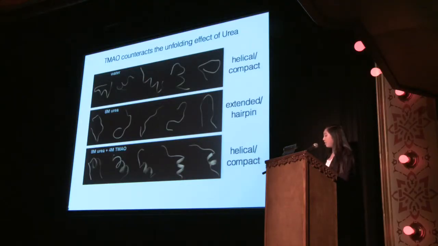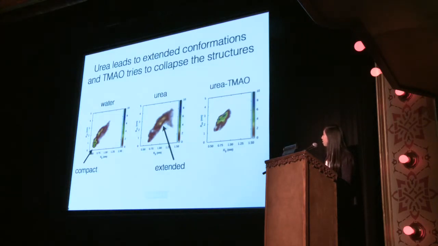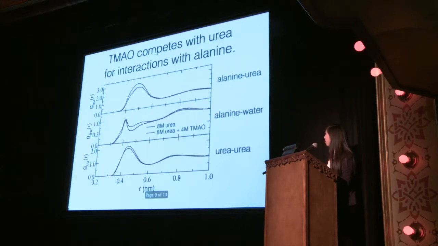Basically, the research showed that urea elongates proteins, and TMAO compresses them again. You can see, in water, alanine has a helical structure, but if you place it in urea, then it has a hairpin structure or an extended structure. But if you add in TMAO again, then it assumes its helical structure. Those are just graphs showing the same thing. That's what the computer simulations produced.